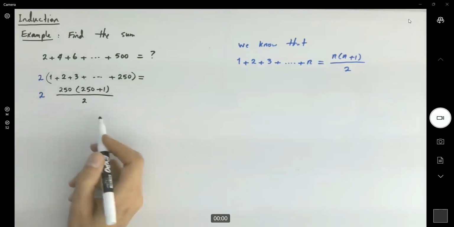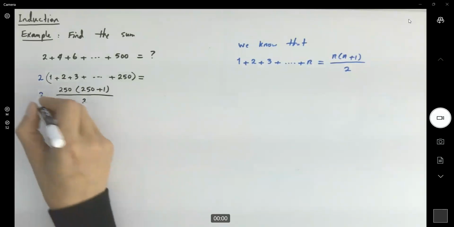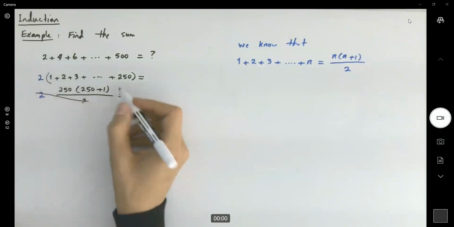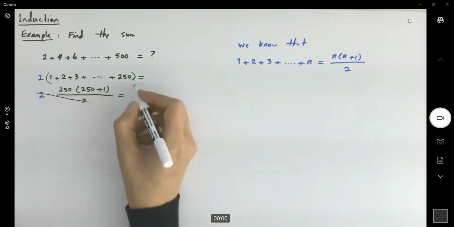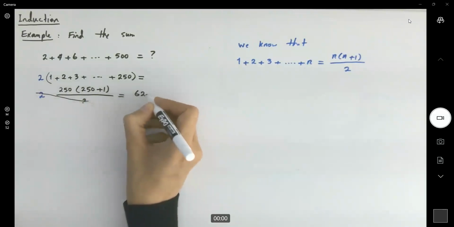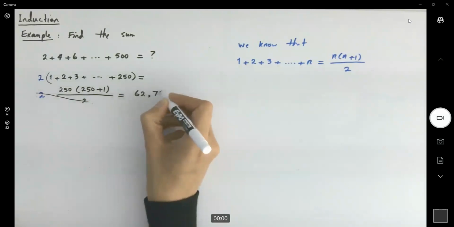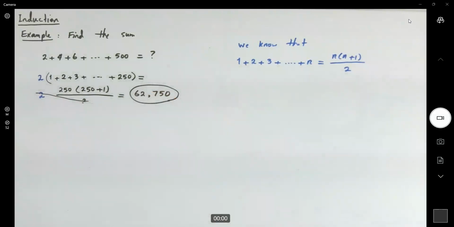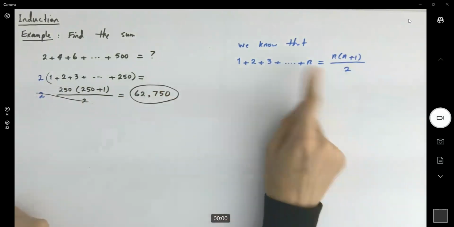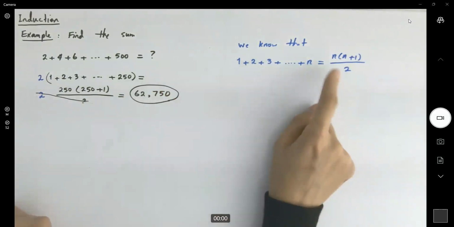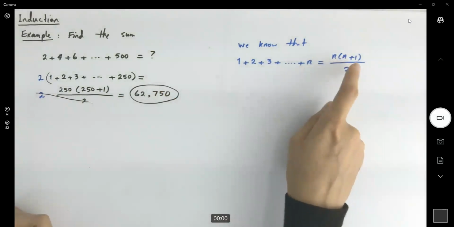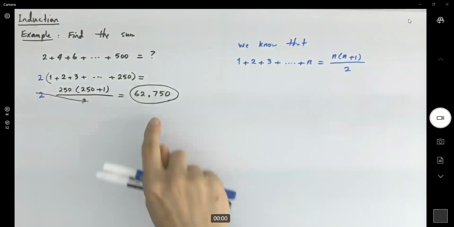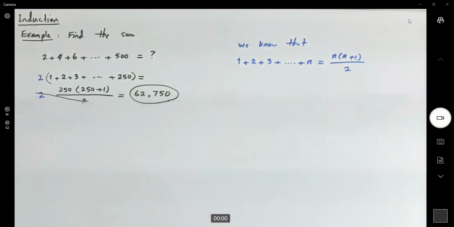And as you can see, you can easily cancel out 2 and 2. If you use a calculator and multiply 250 and 251, it's going to be equal to 62,750. This is our answer. Or you might say, hey, I'm going to multiply the left-hand side by 2, and on the right-hand side, I end up with n times n plus 1, which is going to be exactly the same as the outcome of this multiplication.